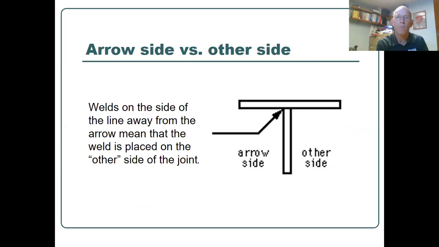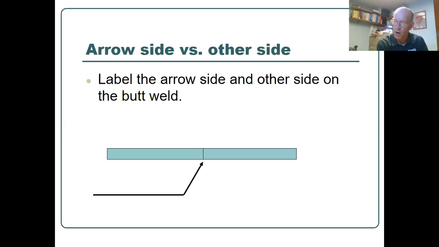So now, if we have something in a fillet weld where we've basically got a 90-degree corner going, the welds that are on the arrow side are obviously on the side that the arrow is pointing to, but then the other side would be away from that, on the other side of that fillet joint. Okay, so again, that's labeled there in your notes. So there you go. You've got this in your notes.